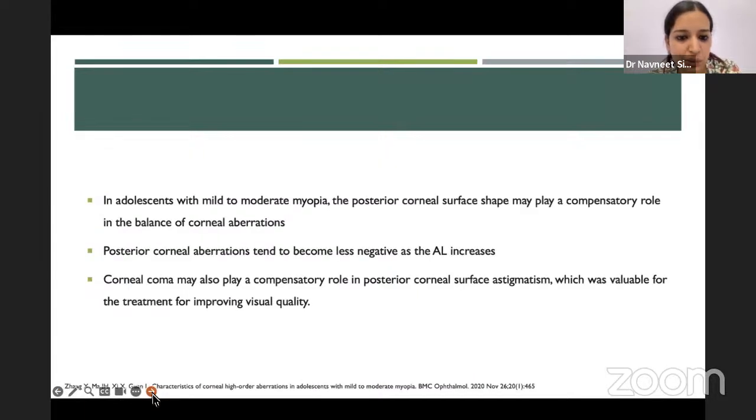Now, in adolescents with mild to moderate myopia, the posterior corneal surface shape may play a compensatory role in the balance of corneal aberrations. Hence, it is essential to also understand the posterior corneal surface and the aberrations associated with it. Corneal coma may also play a compensatory role in posterior corneal surface astigmatism, which was valuable for the treatment for improving visual quality.